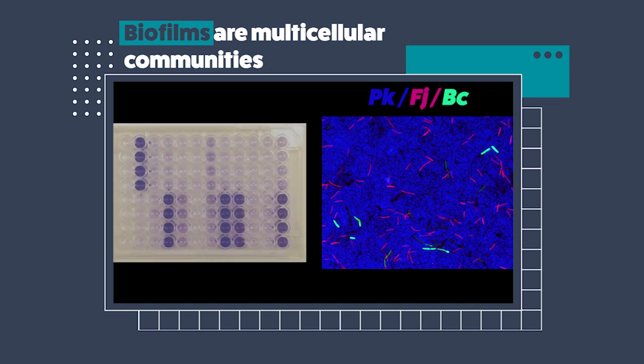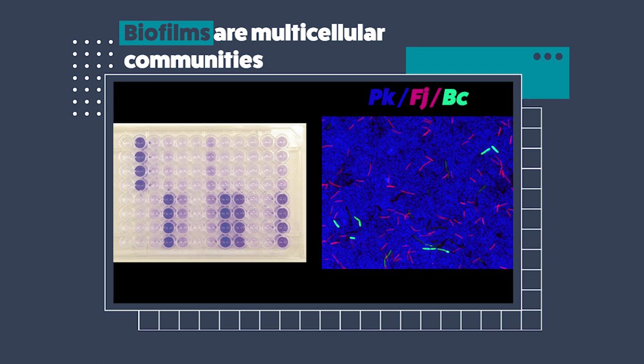And the way that we measure this in the lab is by growing these cells in what's called a 96-well plate, pictured on the left. And then after a certain amount of time, we wash out any cells that are not adhering to the surface and thus presumably not in the biofilm. And then we can stain whatever material remains with what's called crystal violet.